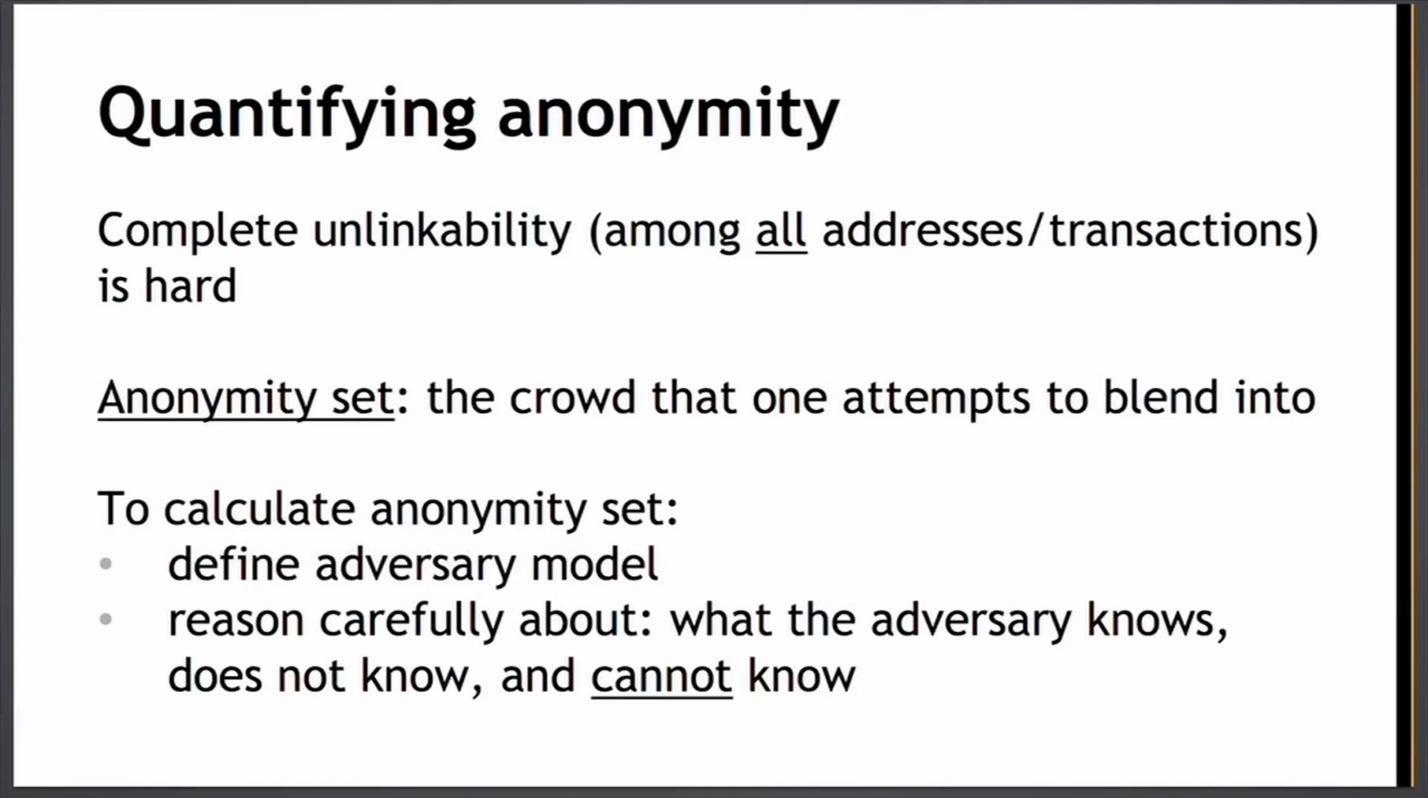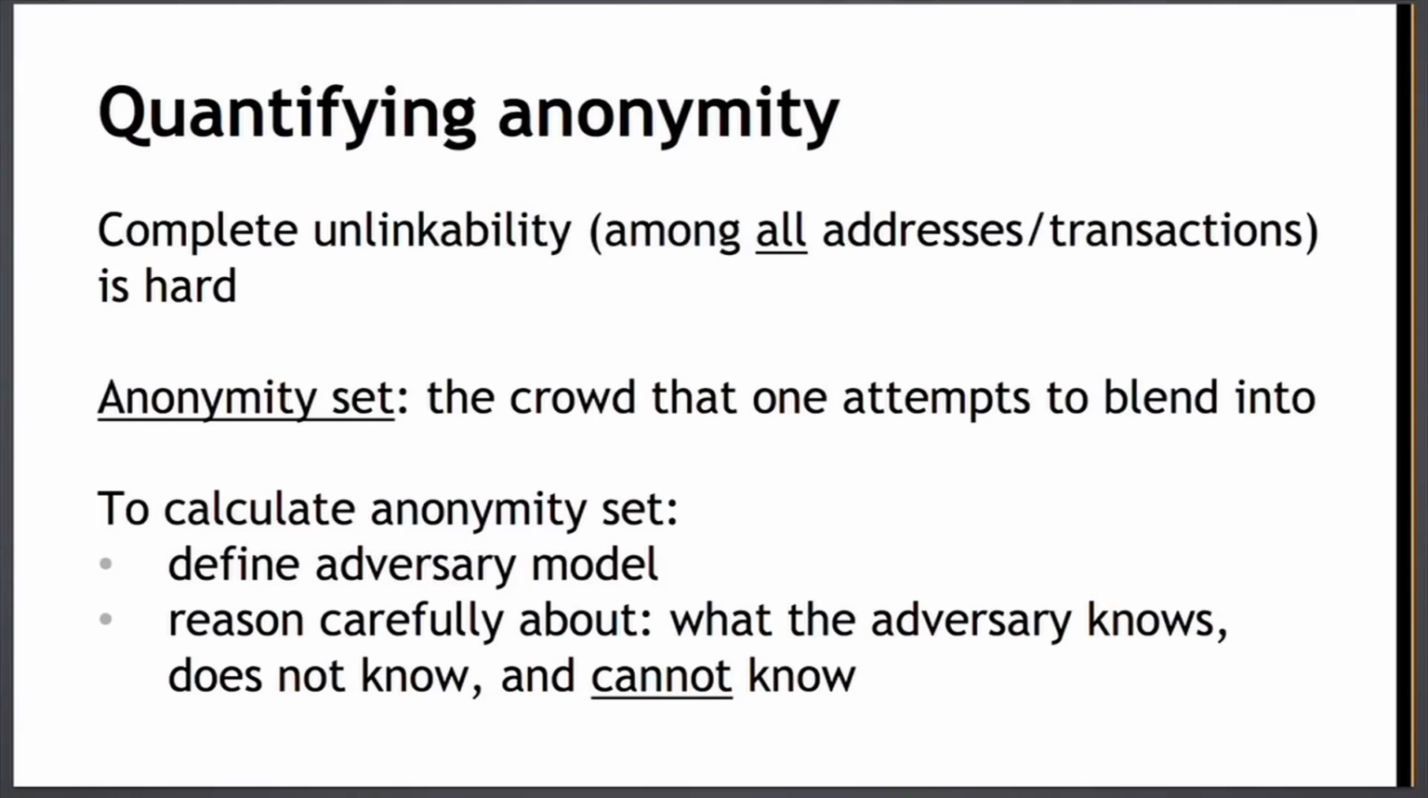We try to maximize the size of our anonymity set. The anonymity set is the size of the crowd of other addresses or transactions that we're trying to hide in. So if I can be reasonably sure that with respect to some adversary, there are these 1,000 other transactions that look just like mine, and the adversary can't tell which one was mine, then we might consider that to be a pretty good level of anonymity.